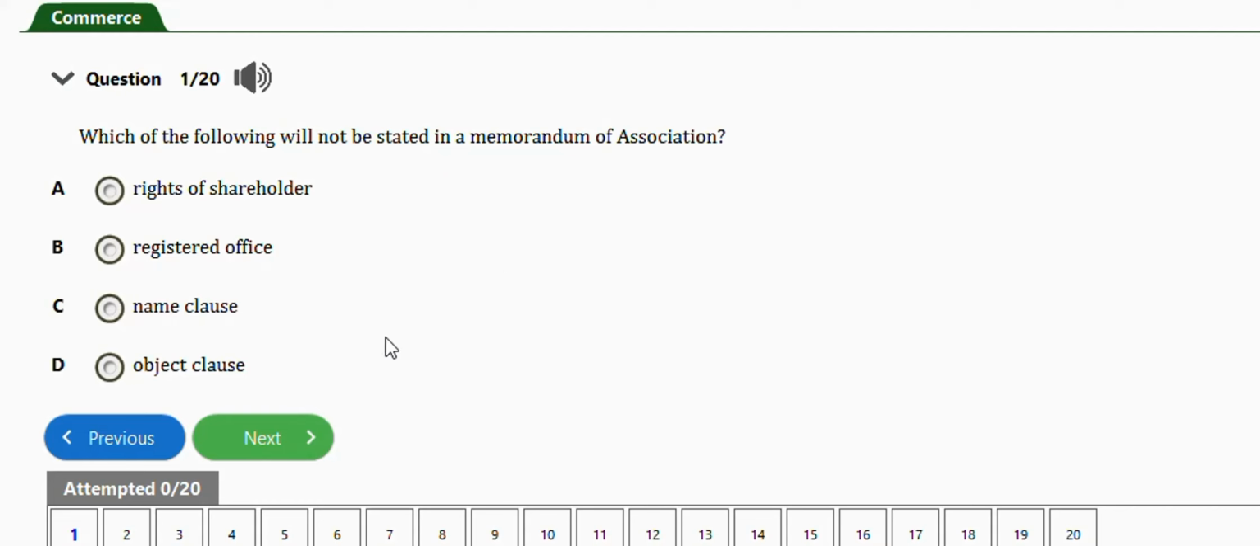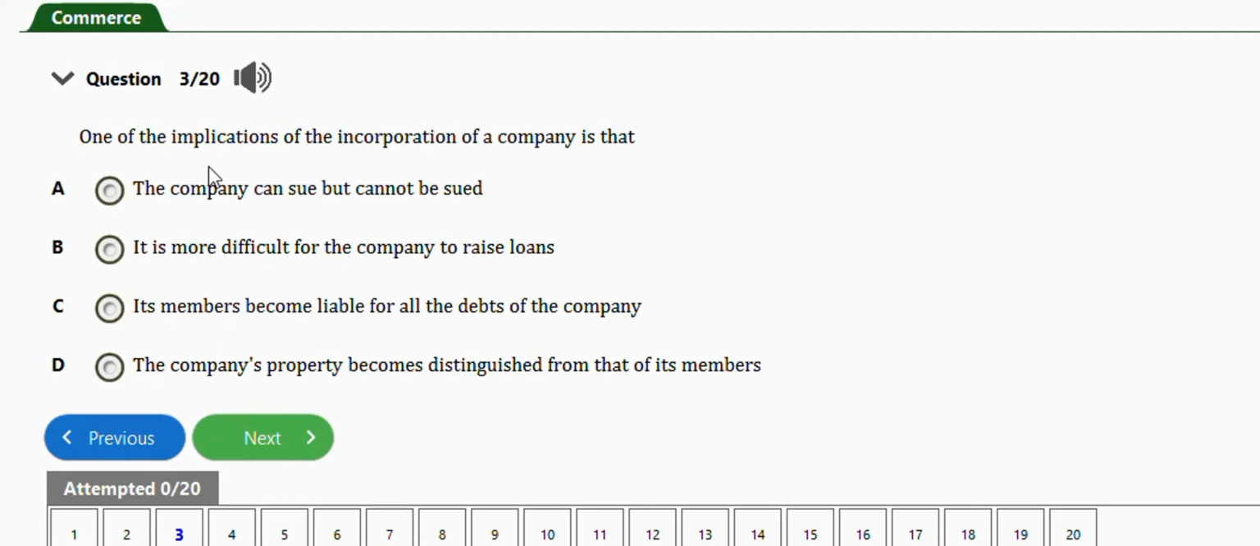Next question is this one. One of the implications of the incorporation of the company is that the company can sue but cannot be sued. It is more difficult for the company to raise loans. Its members become liable for all the debts of the company. The company's property becomes distinguished from that of its members. So guys, the right answer to this question is option D, which is the company's property becomes distinguished from that of its members. Very important, guys.